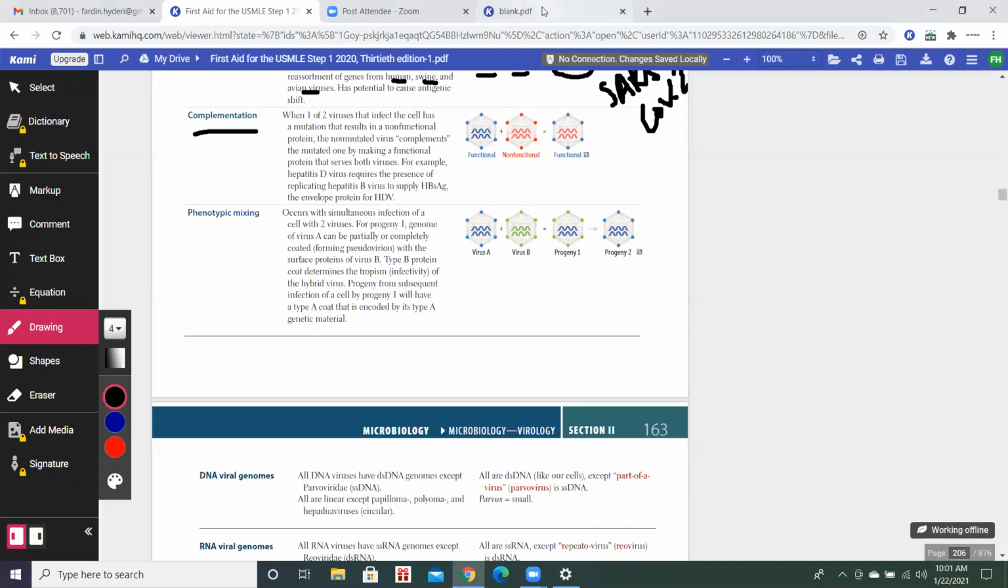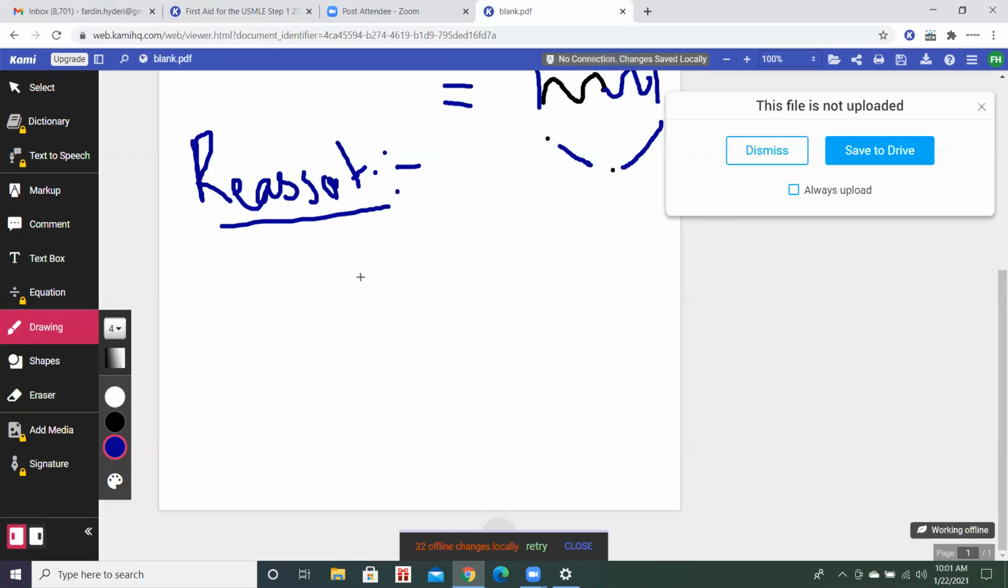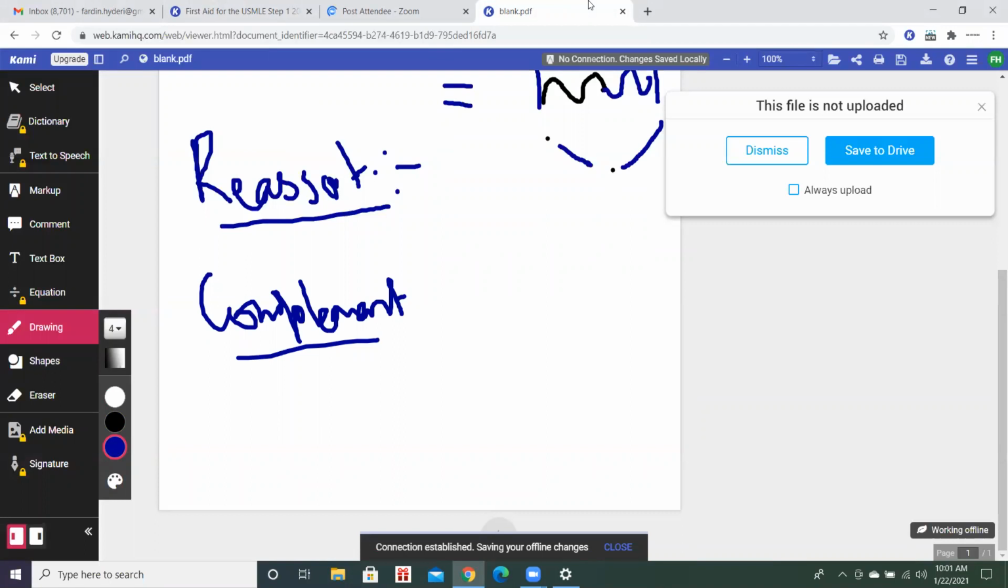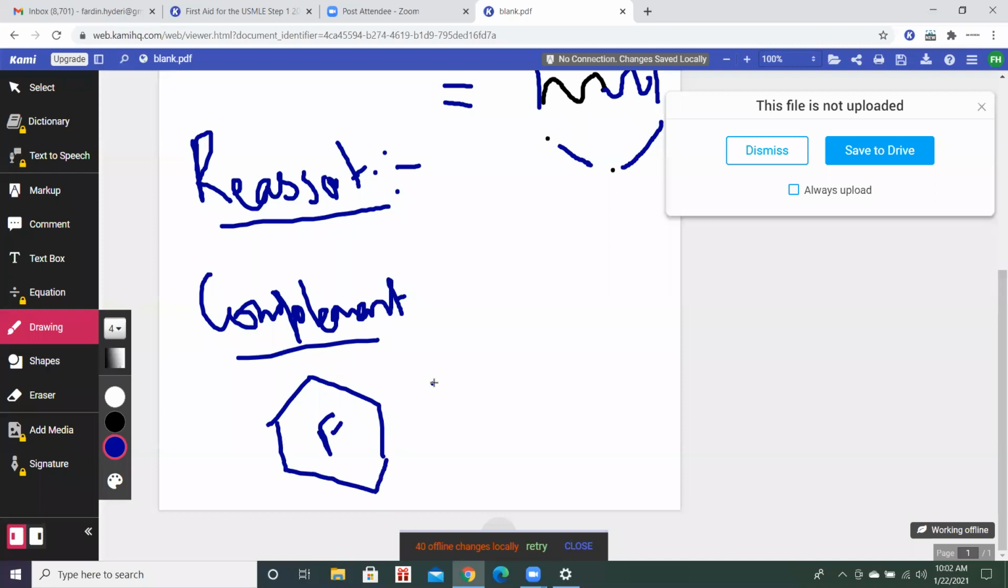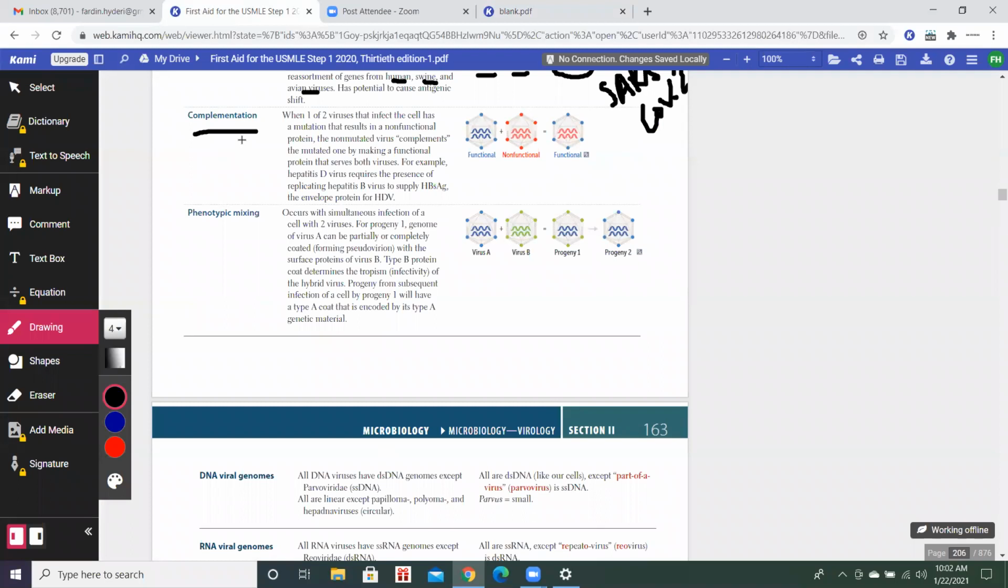Next one is complementation. Okay, let's talk about complementation. Complementation is basically when you have one virus that is functional, and you have another virus that is non-functional. If the non-functional virus comes in close contact with the functional virus, the functional virus will complement the non-functional virus to come up with a new strain. This is known as complementation. So the easiest way to identify the term complementation is that if you have one functional virus, another non-functional virus comes in close contact with this, this will result in a new strain that is functional.